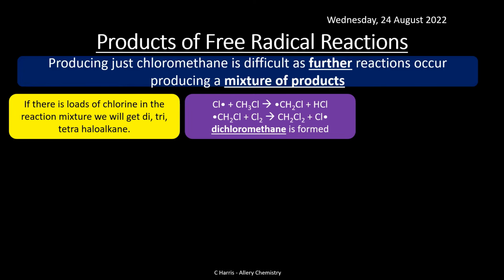So if we look at this example here, you've got Cl dot reacting with chloromethane that we've just made. It creates a radical, so remember it takes the hydrogen from there, so you've got CH2Cl dot plus HCl. That radical will then react with more chlorine to form CH2Cl2 and Cl dot. So dichloromethane is formed here, so you've got two chlorines on there.